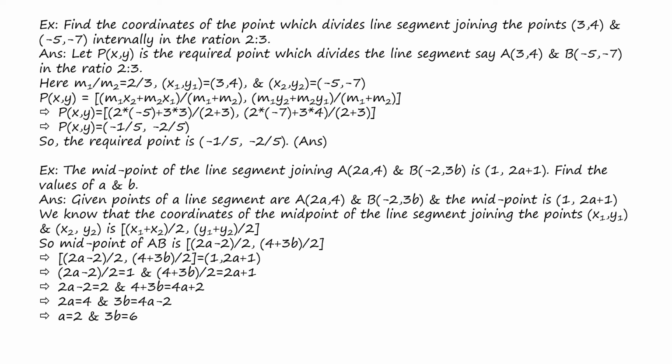So a equals 2, and putting the value of a, we get 3b equals 6. So a equals 2 and b equals 3. Hence the values of a and b are 2 and 3 respectively.